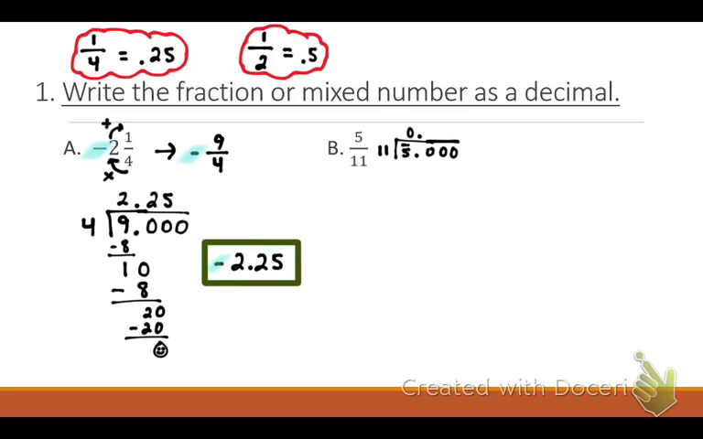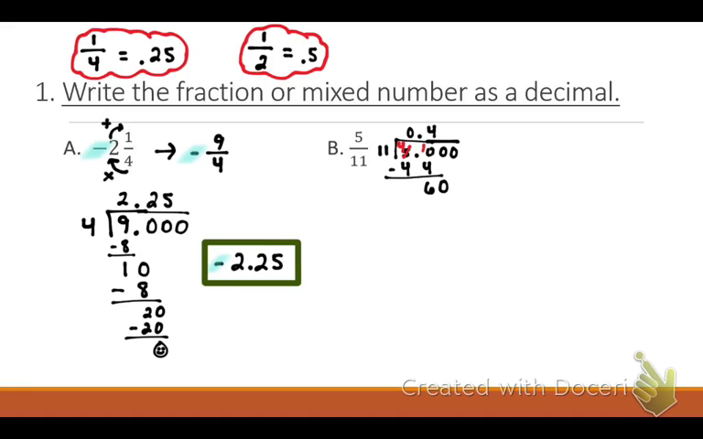Now we're going to focus on, can an 11 go into a 50? Yes. How many times? 4 times. What's 4 times 11? 44, okay? 50 minus 44. If you can't do that in your head, you can cross this out. 10 minus 4 is? 6, okay? Let's check. Is the 6 smaller than that 11? Yes. Bring down the 0.